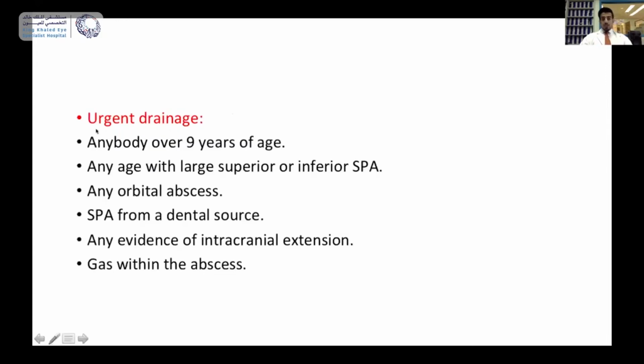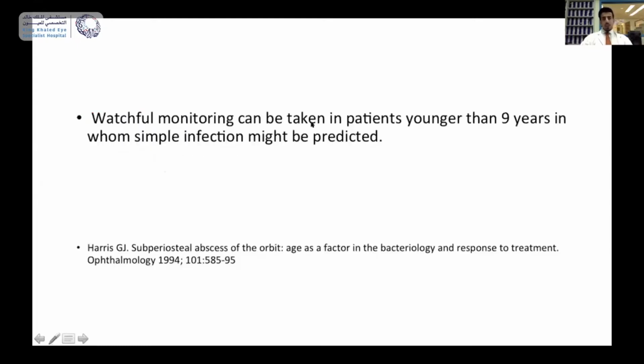Urgent drainage is usually restricted to anybody over 9 years of age, any age with large superior or inferior subperiosteal abscess, any orbital abscess or subperiosteal abscess from a dental source, because they usually have nasty infection, any evidence of intracranial extension, and if you find gas within the abscess, which might indicate an anaerobic infection.